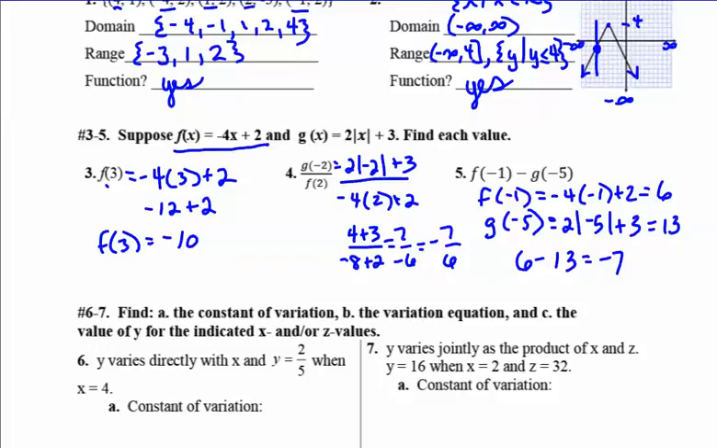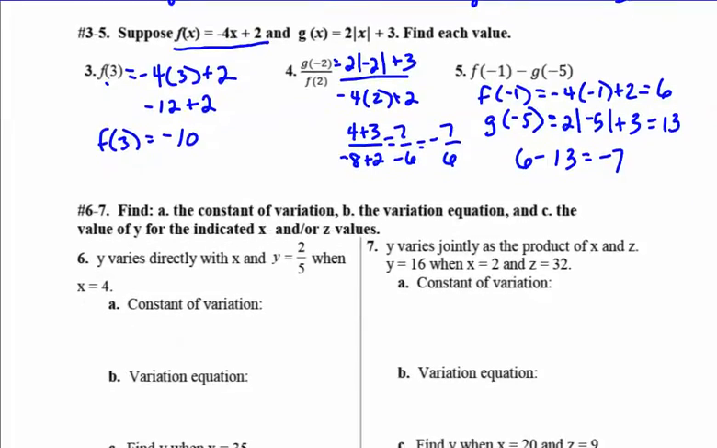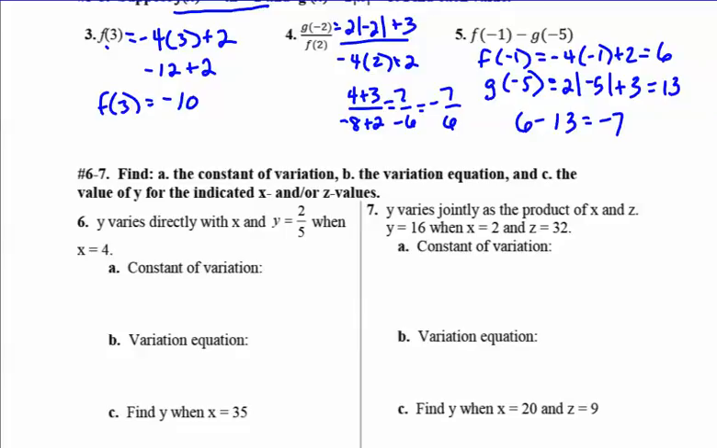Okay, moving on to variation. In problem 6, y varies directly with x, and y is 2/5 when x is 4. So whenever you see varies directly, right away you want to write down y equals kx. When I'm asked for the constant of variation, that is the k value. To find the k value, we substitute 2/5 instead of the y. I don't know the k, that's what I'm going to find, and that's times 4.